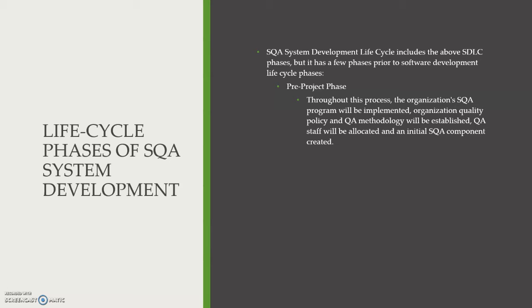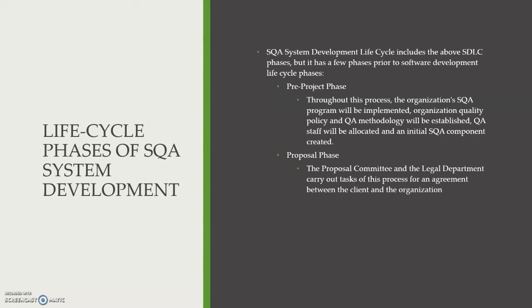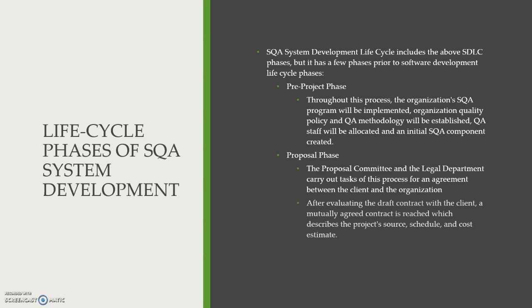Proposal: for this part, the proposal committee and the legal department carry out the tasks of this process for the agreement between the client and the organization. After evaluating the draft contract, a mutually agreed contract is reached. Then it describes the project scope, schedule, and cost estimates. And then after that, the project preparation: in this phase, all the necessary project activities are identified and can be carried out.